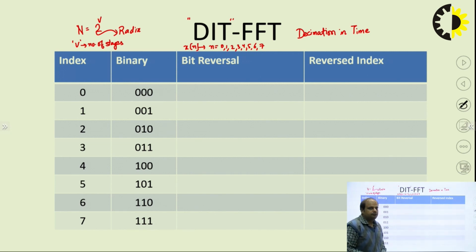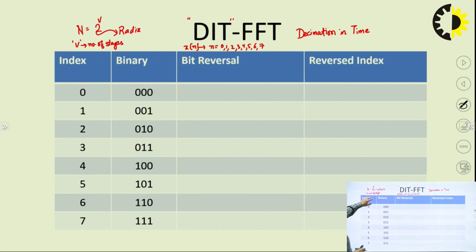So the first kind of decimation that we will study is decimation in time. In the previous slide, we discussed that it is possible to take half the DFT at once and the other half, and use the half calculation to obtain the complete calculation. So how many calculations we can do is actually given by n is equal to r raised to the power v, where r is called the radix of the DFT. Generally, of interest is r is equal to 2, so it is called radix 2 fast Fourier transform.